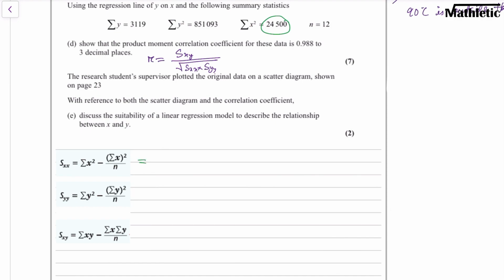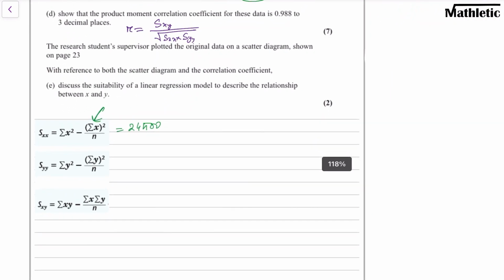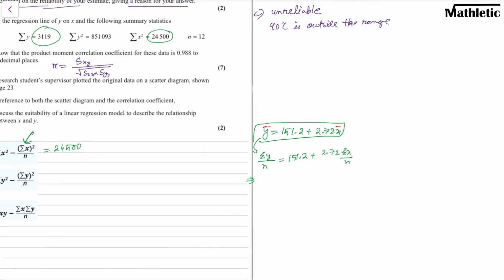So for sum of xx, you need to find sum of x square. So sum of x square is given 24500, but sum of x is not given. So we need to find sum of x, and for that we will be using the main equation y equals 151.2 plus 2.72x. So in this equation, if we actually think about the mean of y and mean of x, mean of y means sum of y divided by n, right? Similarly, mean of x means sum of x divided by n. So we know the value of sum of y, which was given in the question, 3119 by n, which is 12. So 151.2 plus 2.72 sum of x by 12. So from this equation we will get the value of sum of x. So let me calculate that.